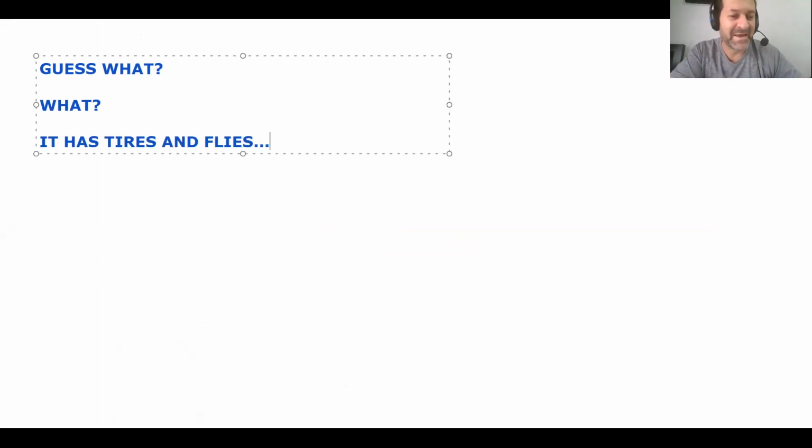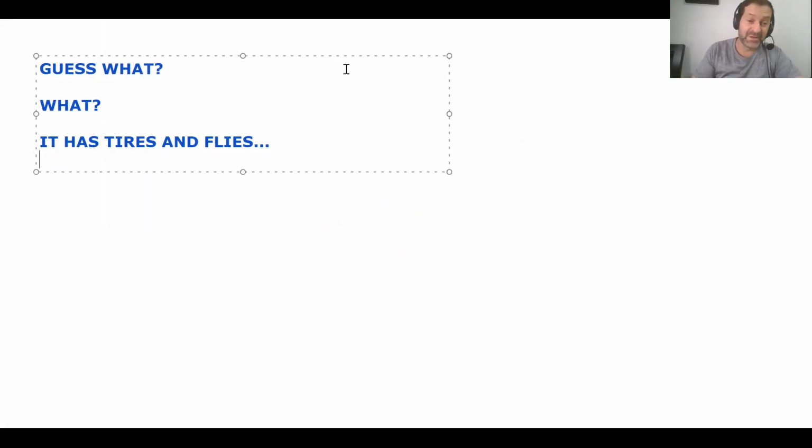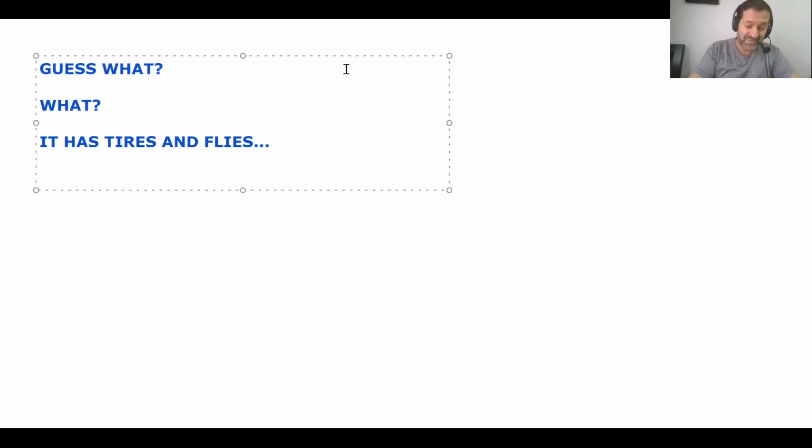At first sight, everybody will think, well, it has tires and flies. What can that be? You would say, tiene llantas y vuela, is the first thing you're going to think. But actually, when you see what it is, it's a garbage truck. So you say, how can it be a garbage truck? Yes, it has tires, of course, and flies. But we were thinking about flying, the verb, but actually it's flies, moscas. Tiene llantas y moscas. Okay.